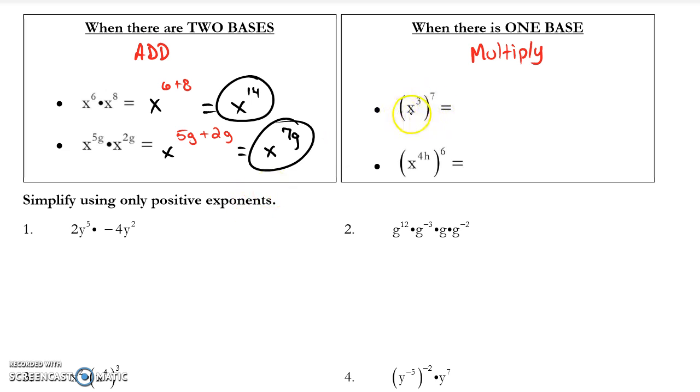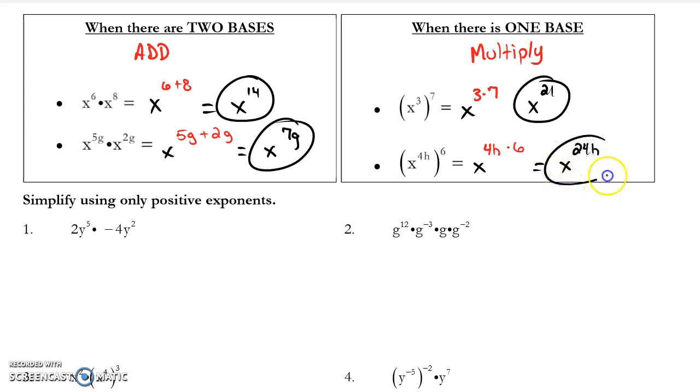In the problems over here, it's one base. You multiply your exponents. You keep your base the same, and we get 3 times 7 for a simplified expression of x to the 21st. Here, keep the base the same. I have another variable up here, but that's okay. It's this exponent of 4h times this exponent of 6. Because it's multiplication, I can go ahead and multiply all of that. 6 times 4 is 24, and I can just keep the h in there.